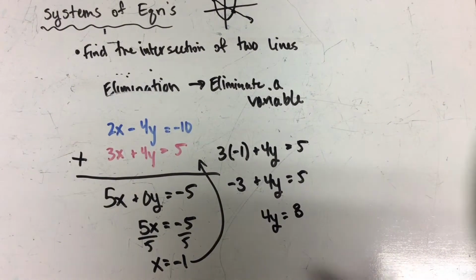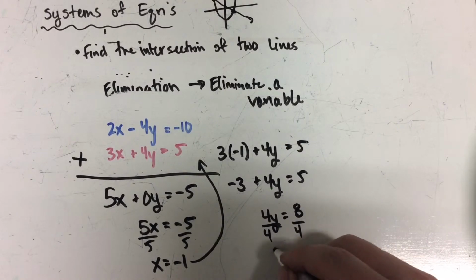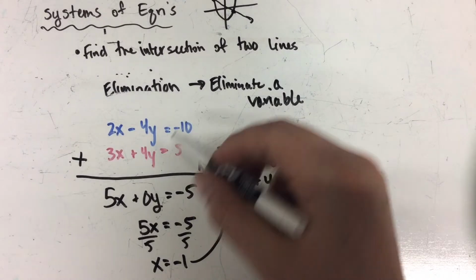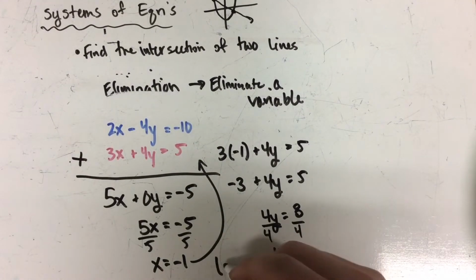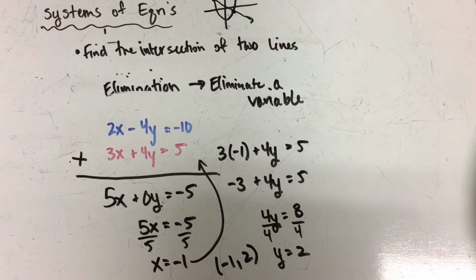We still need to keep going. We'll divide by 4 on both sides. This will give us y equals 2. So once again, if we were to graph these two equations here, we would expect them to cross at the point (negative 1, 2). Let's do a little bit more. Go ahead and pause if you need to catch up right now.